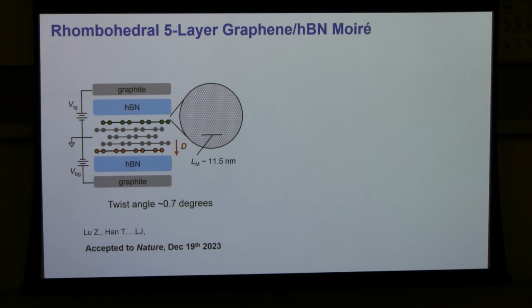Excuse me. Yes? Moiré is coming from the hBN? Moiré is coming from the spatial beating between graphene and the hBN. Yeah. Yes.